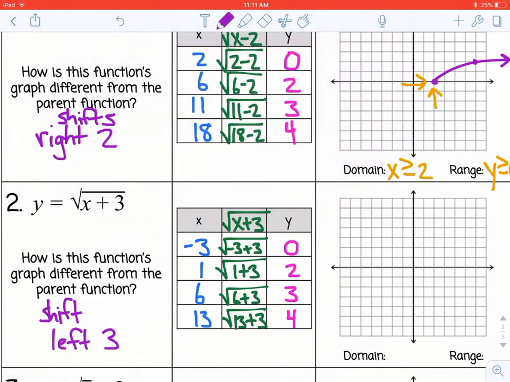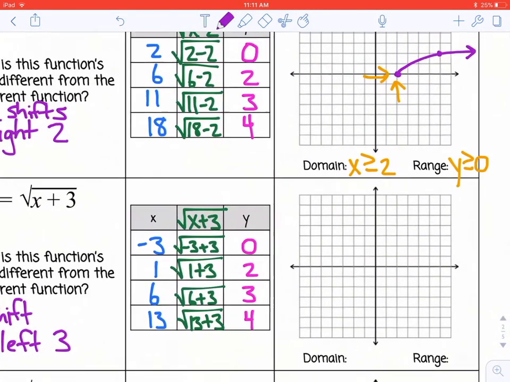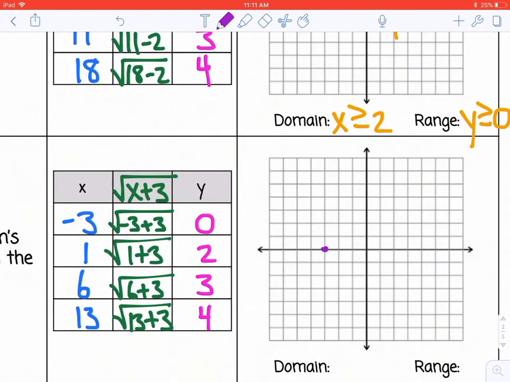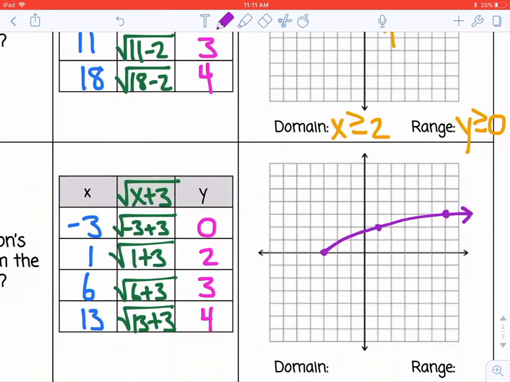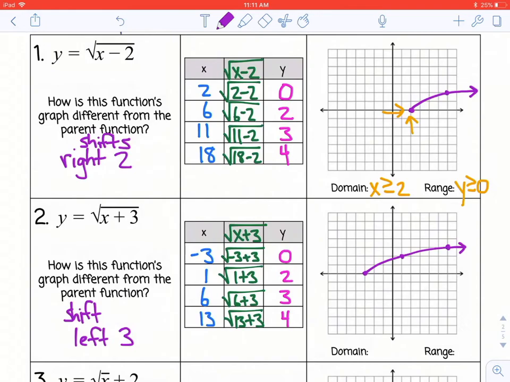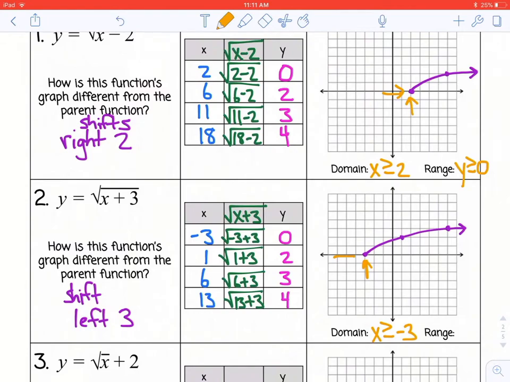So then I could quickly plot these points on my graph. So -3, 0. I have 1, 2, and 6, 3. So 1, 2, 3, 4, 5, 6, 3. And then I could sketch my graph going to the right. So then the domain and the range for this graph, notice it looks like our parent function, but it has shifted to the left 3 units. So now the domain is x is greater than or equal to -3. And then the range is still starting with y equals 0, and then it goes up. So y would just be greater than or equal to 0.